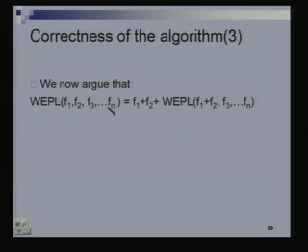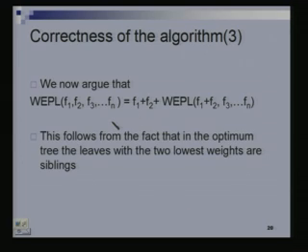Is this clear? Now we have to argue this, so how will we argue it? Okay, this will follow from the fact that in the optimum tree, by the optimum tree I mean the tree for which the weighted external path length is the lowest, the two smallest weights will always be siblings. Okay, let's prove this fact.